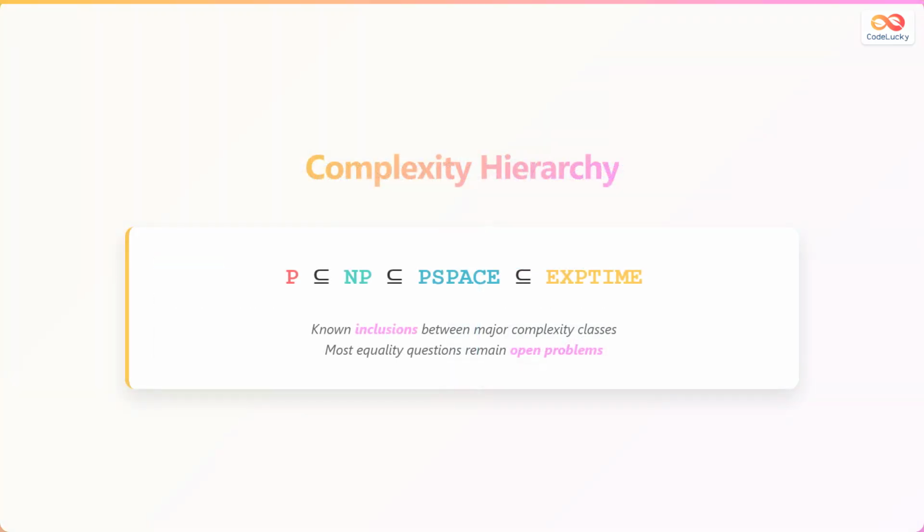Finally, let's look at the hierarchy of complexity classes. The known inclusions between major complexity classes are as follows: P is a subset of NP, NP is a subset of space, and space is a subset of EXPTIME. Most equality questions, such as whether P equals NP or NP equals space, remain open problems in computer science. Understanding these relationships helps to contextualize the difficulty of different computational problems.